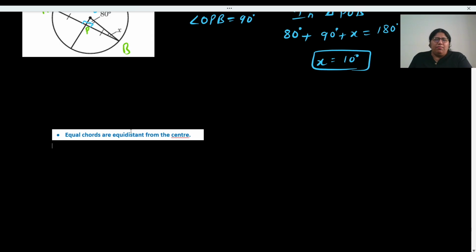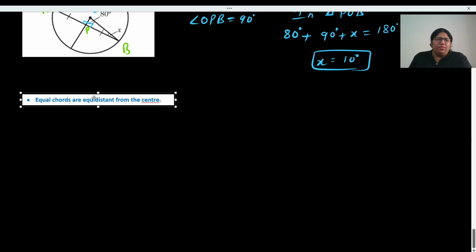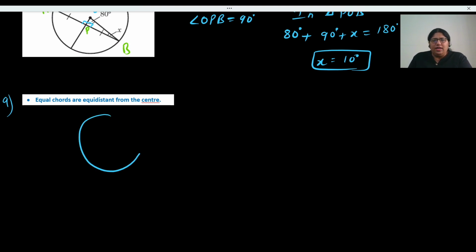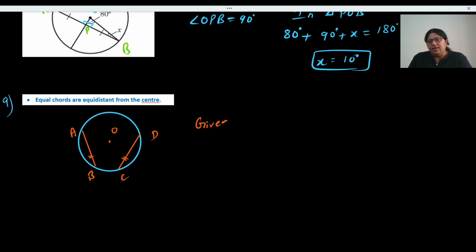This is theorem number 9. What is written here? Equal chords are equidistant from the center. That means if I take a circle with center O, and take equal chords AB and CD. So what is given here? AB is equal to CD. It's given, AB is equal to CD, right?